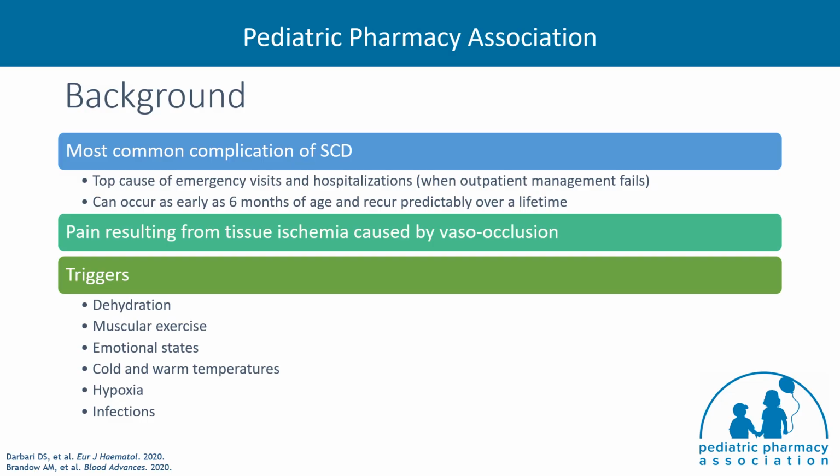So this is, again, our most common complication of sickle cell disease, and it's the top cause of ED visits and hospitalizations. It can occur as early as 6 months of age, and they recur predictably over a lifetime of a patient. This is really significant pain resulting from tissue ischemia caused by vaso-occlusion, and triggers of this include dehydration, exercise, emotional states, cold and warm temperatures, hypoxia, and infections.